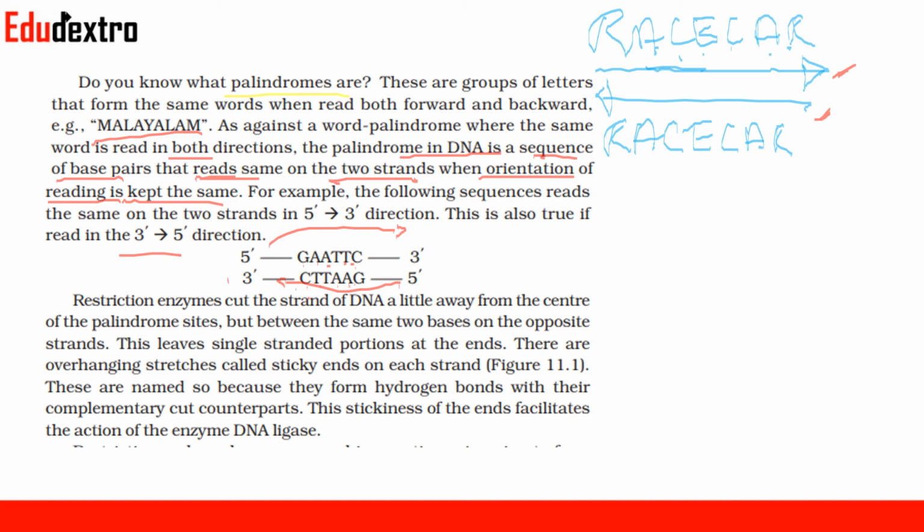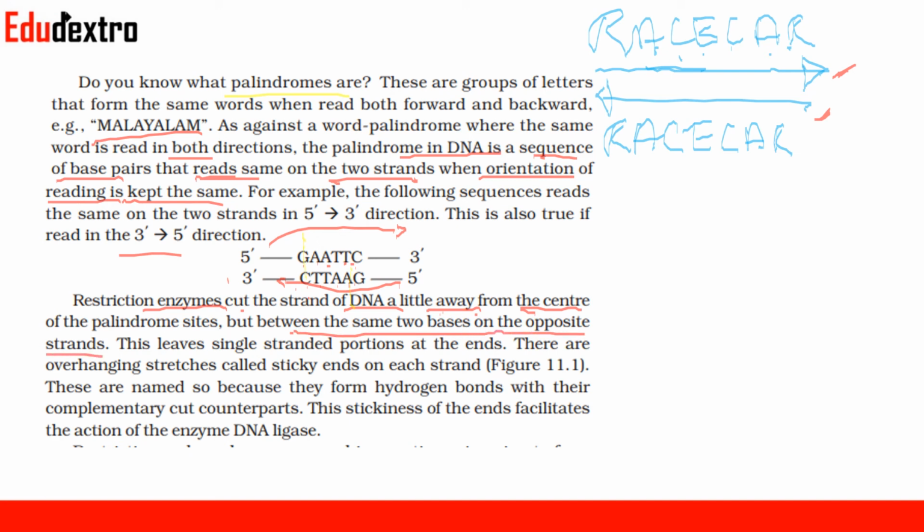So restriction enzymes cut the strand of DNA a little away from the center. Over here, if it wants to cut, it will be cutting somewhere between the G and A, and not between GAA and TTC. It will be cutting between G and AATTC. So it is a little away from the center of the palindromic sequence, but yes, between the same two bases on the opposite strand.